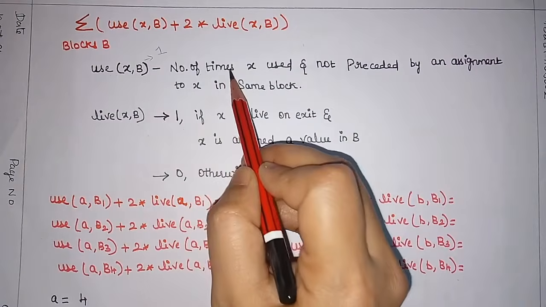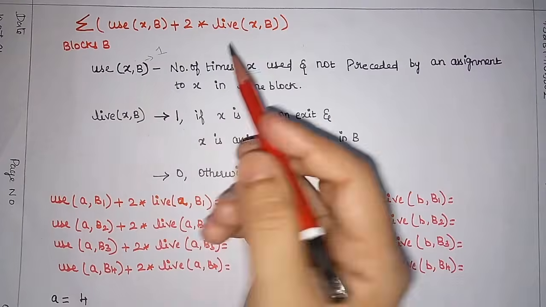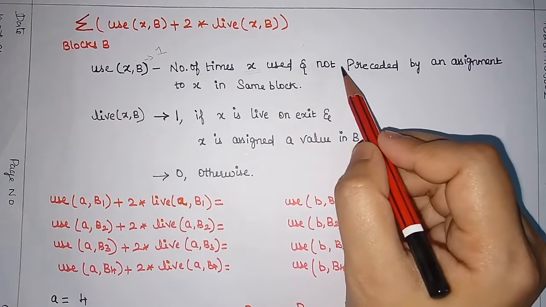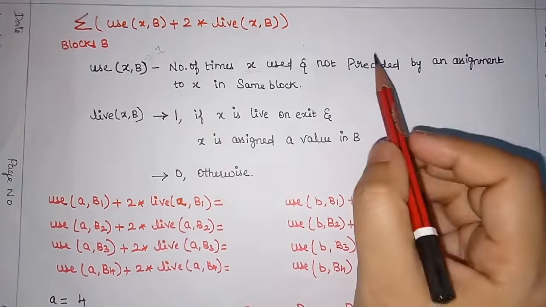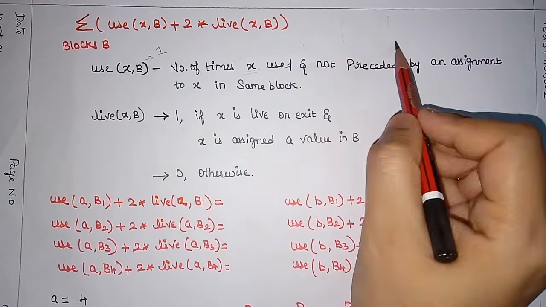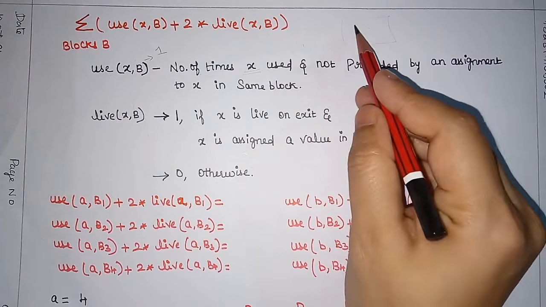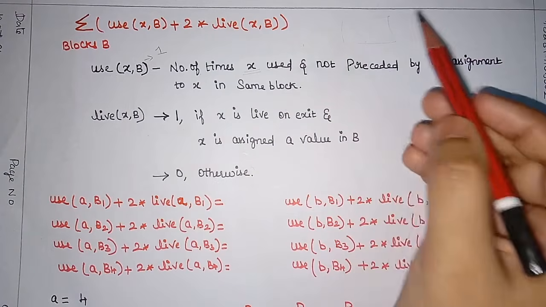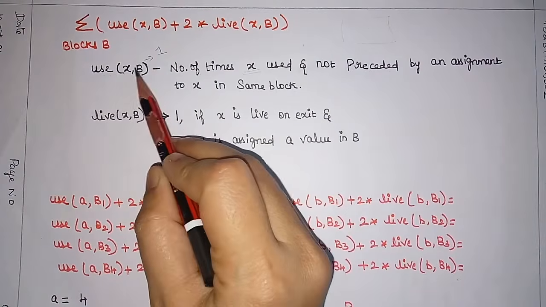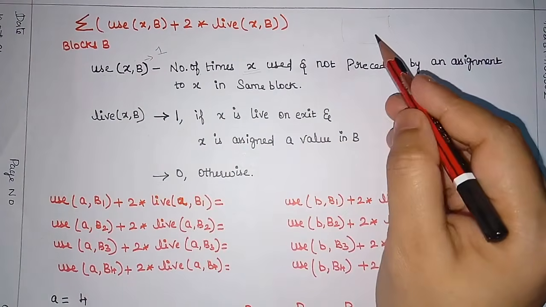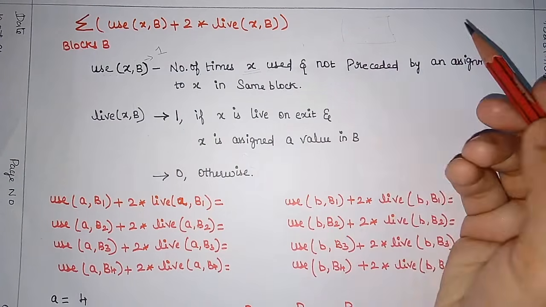So the number of times that particular variable is used inside that particular block. And there is one more rule, that it should not be preceded by an assignment statement. So whenever we are considering a block, the variable that is present inside the block should not be preceded by an assignment to that particular variable in the same block. So if these conditions are satisfied, then we can determine the use of that variable inside the block. So we have to calculate the number of times the particular variable is used inside the block.